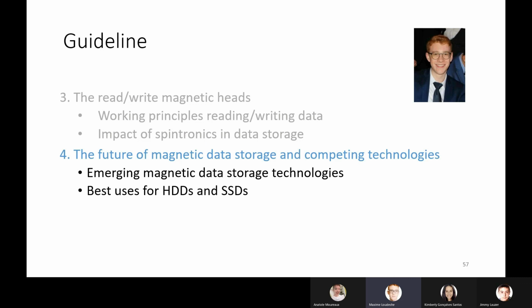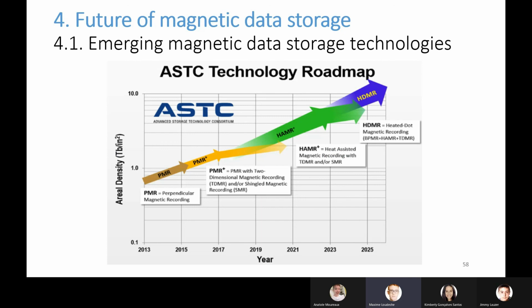Here is the technology roadmap provided by the Advanced Storage Technology Consortium. It shows the evolution of the areal density with respect to years. We can read that we are currently at the maximal potential of PMR Plus technology, which consists of perpendicular recording combined to two-dimensional and shingled magnetic recording. These are techniques to optimize the compactness of tracks.